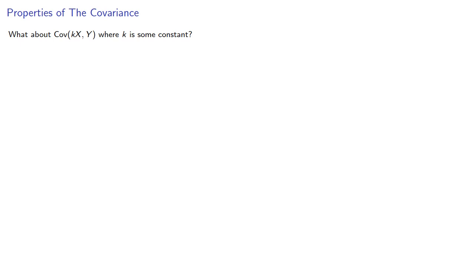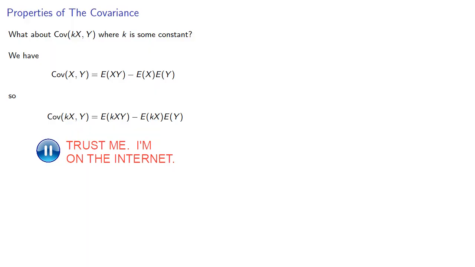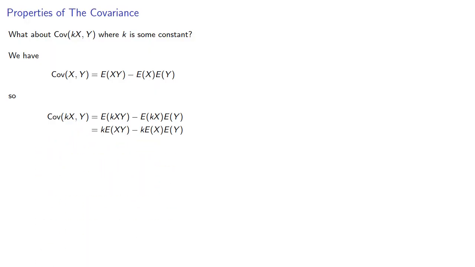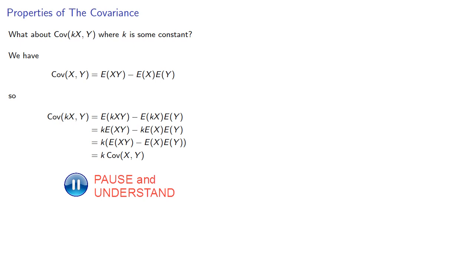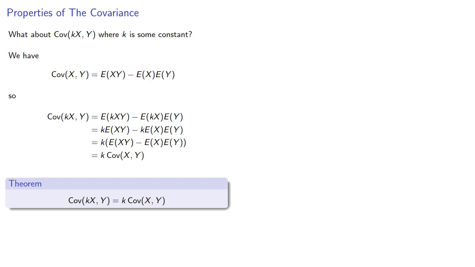What about the covariance of kX, Y, where k is some constant? So we have our covariance and our covariance of kX, Y. And because k is a constant, we can factor it out of the expected value. And we can factor it out of the expression. And the expression inside the parentheses is just the covariance of X, Y. So if I multiply one of the variables by a constant, that also scales the covariance by the same constant.